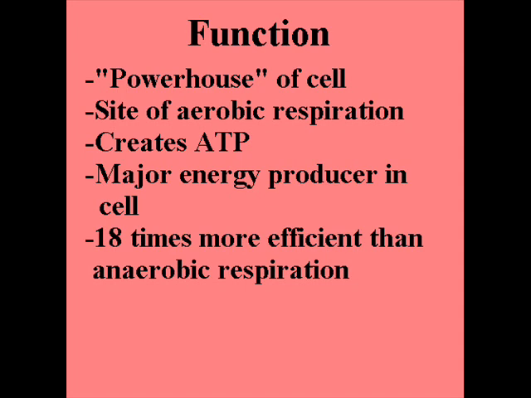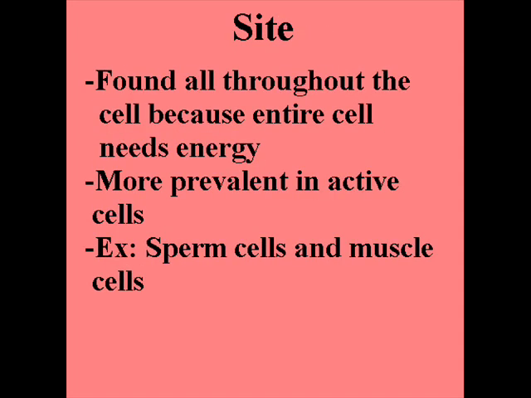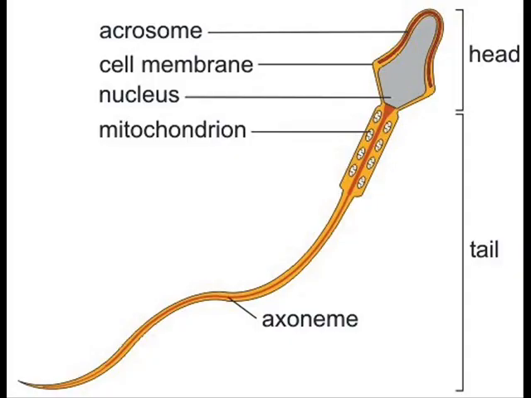The function of a mitochondria is to produce energy for the cell. It is the site of aerobic respiration, which creates 18 times more ATP than anaerobic respiration. These organelles are found all throughout the cell. This is because the entire cell requires the energy mitochondria produces. Certain cells use more mitochondria than others. Examples of this are sperm cells and muscle cells.